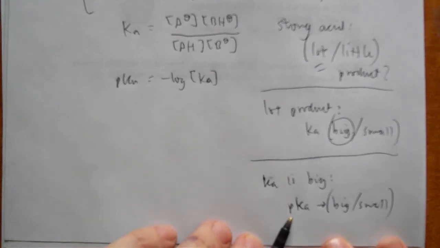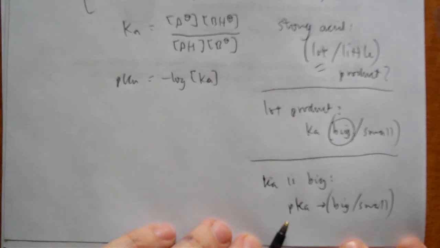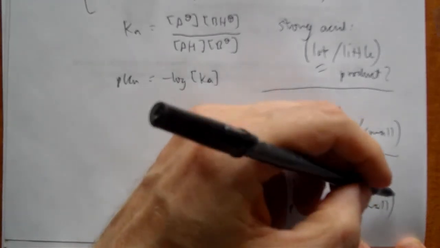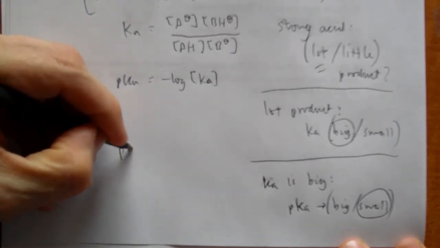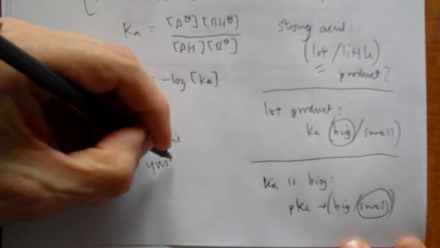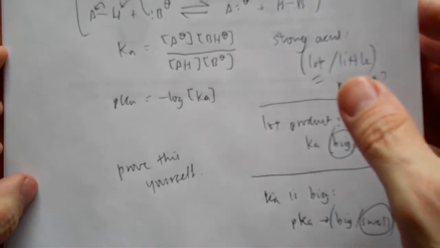If the Ka is big, is the pKa going to be big or small? Take a second. Pause the video and come back and make a guess and then turn it back on. Okay? If the Ka is big, the pKa is going to be small. Take a calculator. Prove this to yourself with a calculator. All right? That's all I want to do.